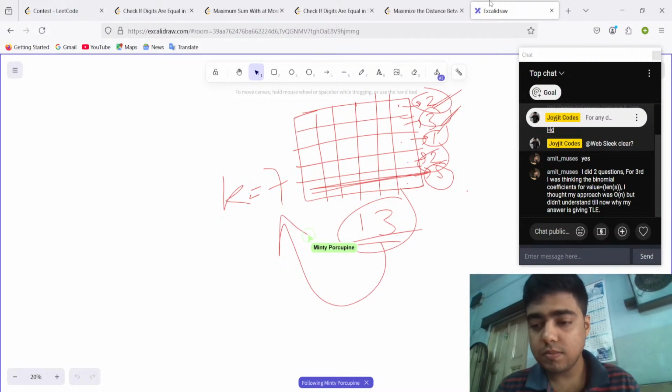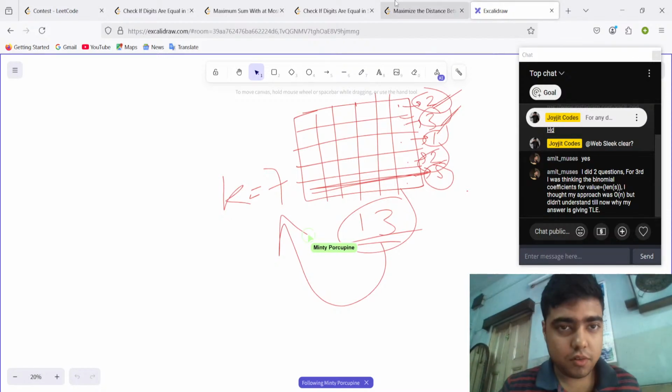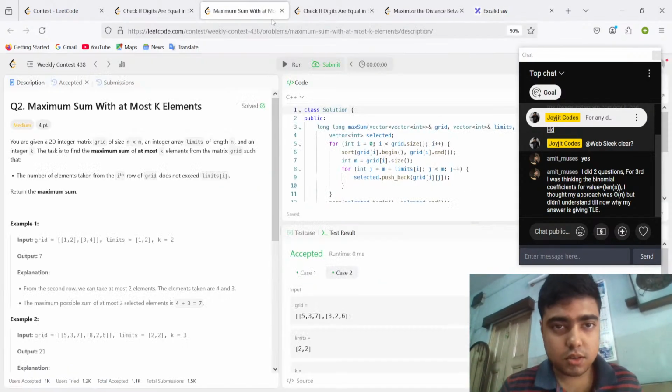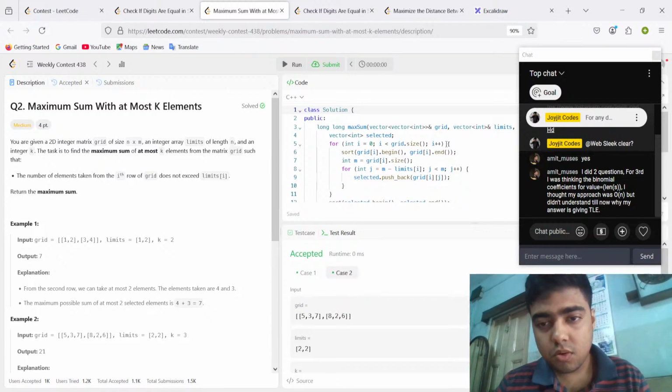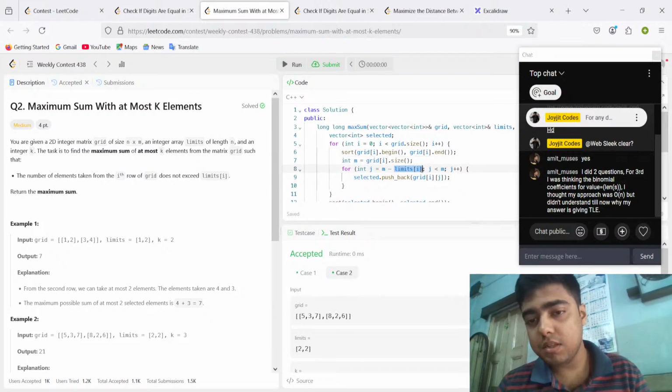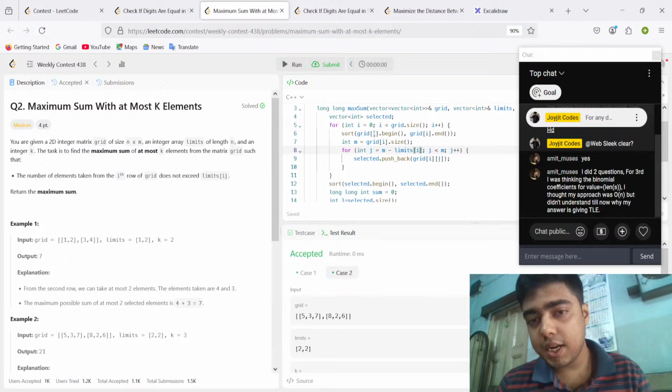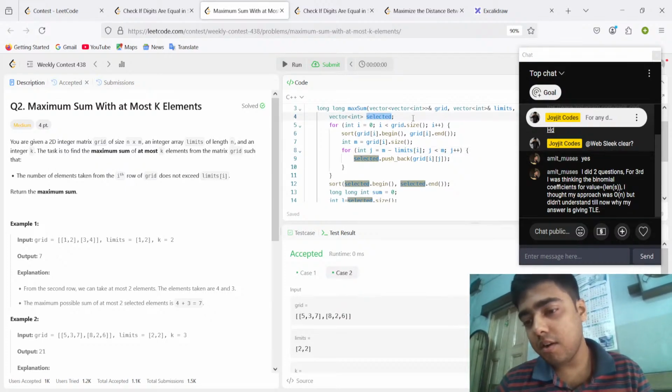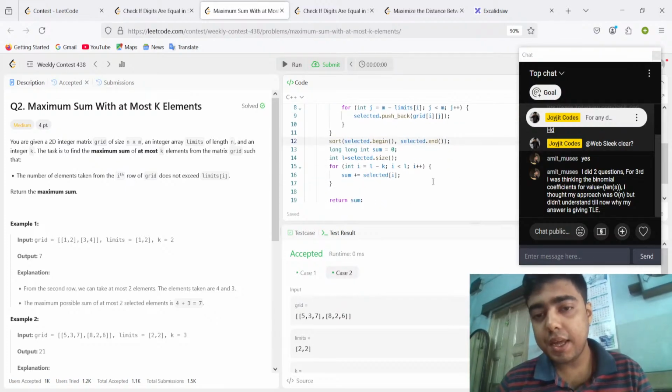Is it clear? If you want, I can show you the code. So I'm going for the grid. I'm sorting all the elements and taking the last limit elements, pushing them into selected. There's a vector called selected, and then I'm sorting selected and taking the last k elements from there.